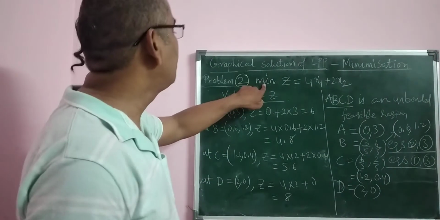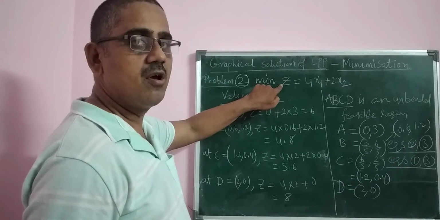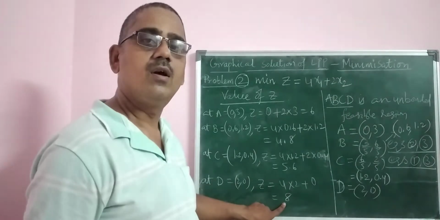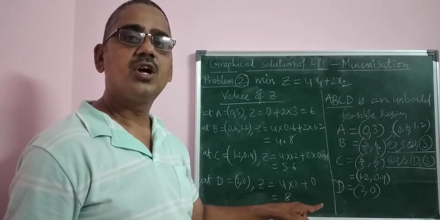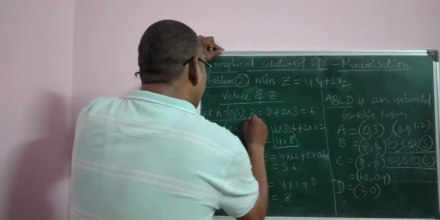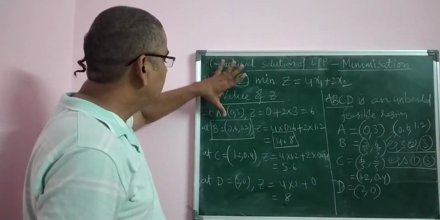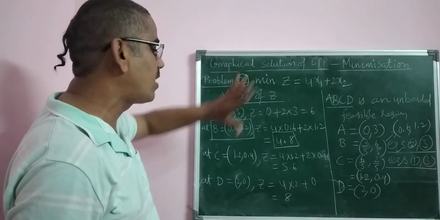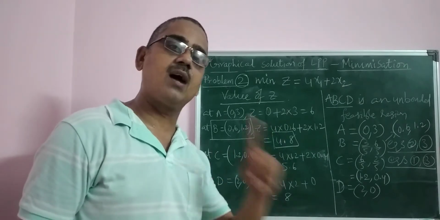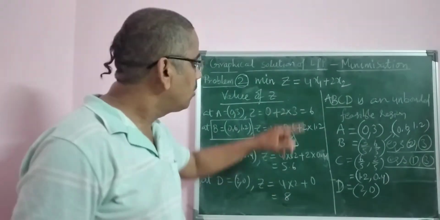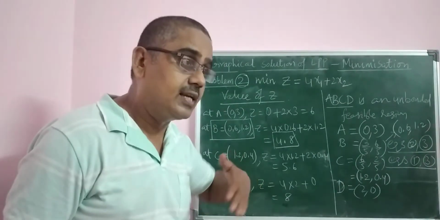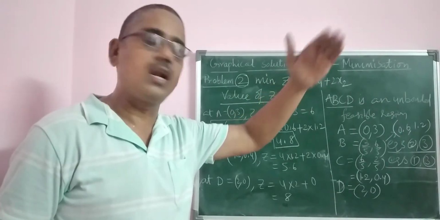Why? Because it is a minimization problem. Among these values 6, 4.8, 5.6, 8, the minimum value is 4.8, at point B, which gives x1 equal to 0.6 and x2 equal to 1.2. Now my argument is, if it were a maximization problem, shall we consider the maximum value 8? No, because it increases. The region is unbounded.